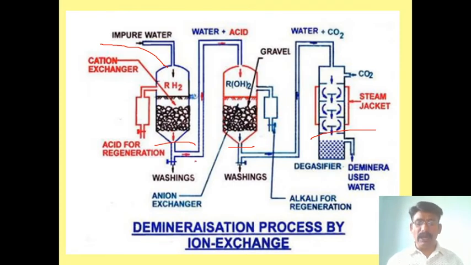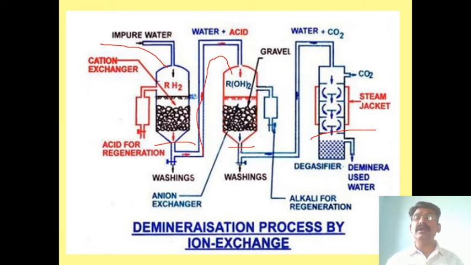This water slowly moves into another cylinder containing the anion exchange resin, which absorbs the anions. When the chlorides are present as anions, they are absorbed by the resin. For example, if magnesium chloride is present, magnesium is absorbed by the cation resin and chloride is absorbed by the anion resin. Now the salt is completely absorbed by the resin. An equal amount of H plus ions is released by the cation resin and an equal amount of OH minus ions by the anion resin. H plus and OH minus combine together to form the water molecule.